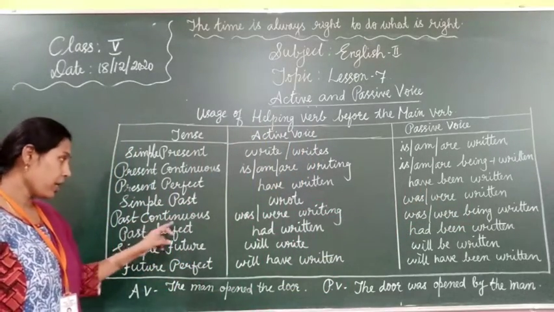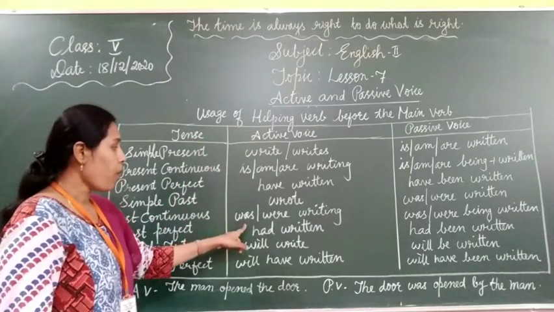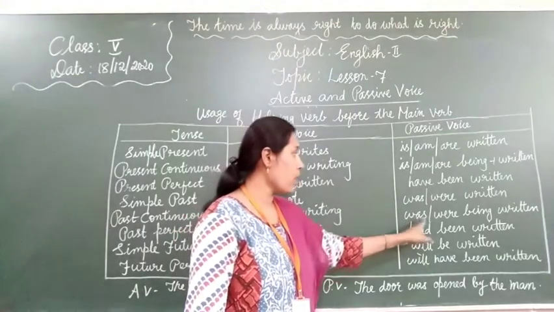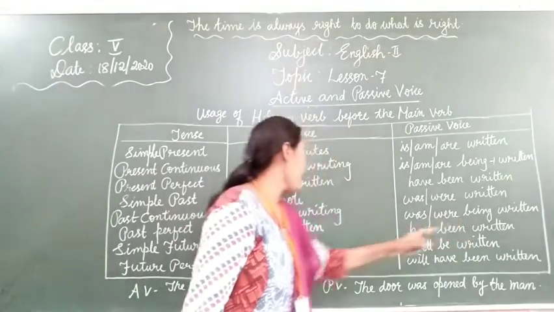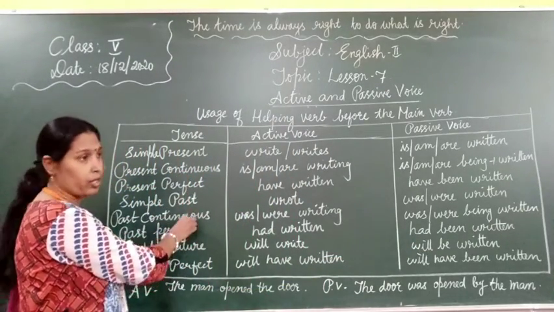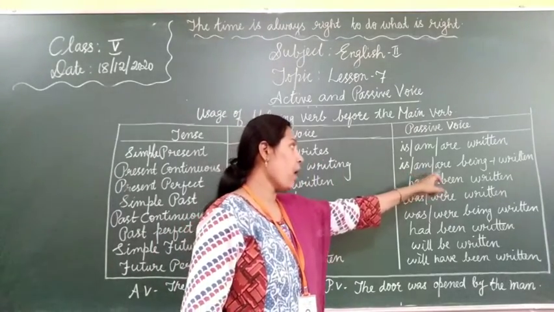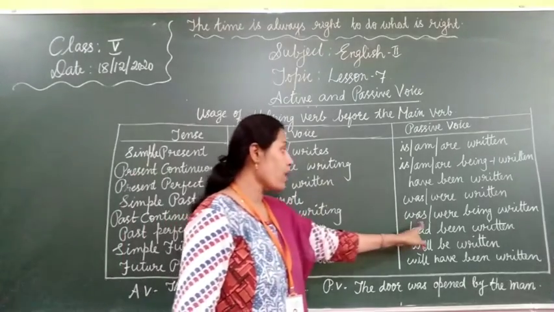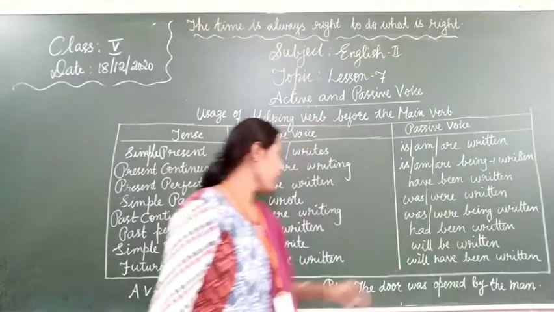Next, past continuous tense. For past continuous tense in active voice, helping verb was or were plus writing. Then in passive voice, was or were plus being plus written. Being should be added in present continuous tense and in past continuous tense. If it is present continuous tense, helping verbs is, am, are plus being. If it is past continuous tense, was or were plus being plus V3, that is written.